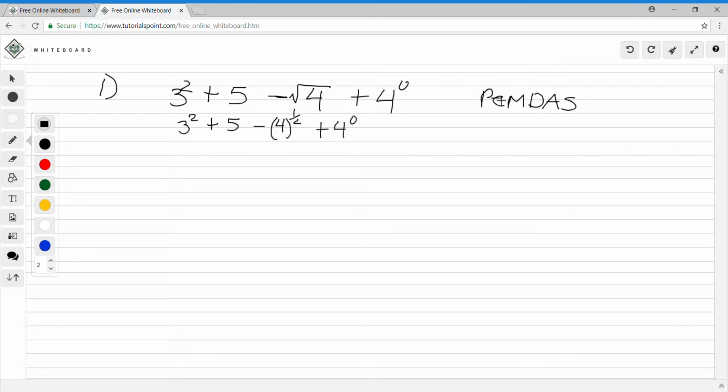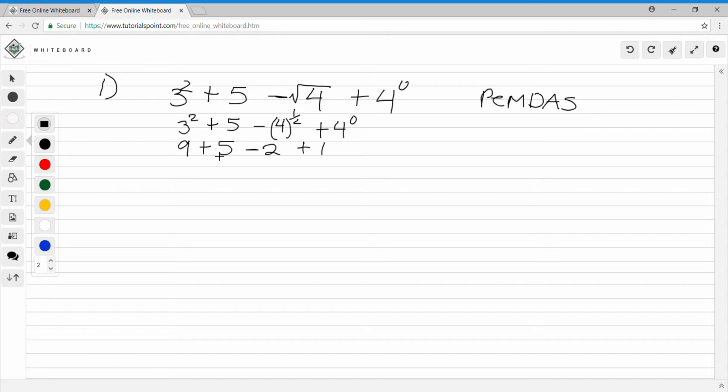So according to PEMDAS, we don't have a parentheses, but we must do exponents first. So 3 squared is 9 plus 5 minus 4 to the 1/2 is 2 plus 4 to the 0 is just 1. Good. Now, do we have any multiplication? Nope. Do we have any division? Nope. Do we have addition and subtraction? Yes. So we can do that.